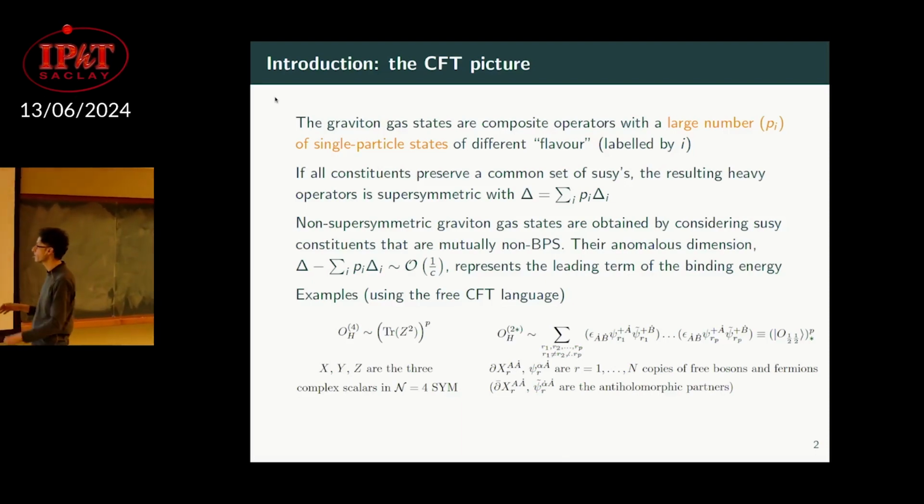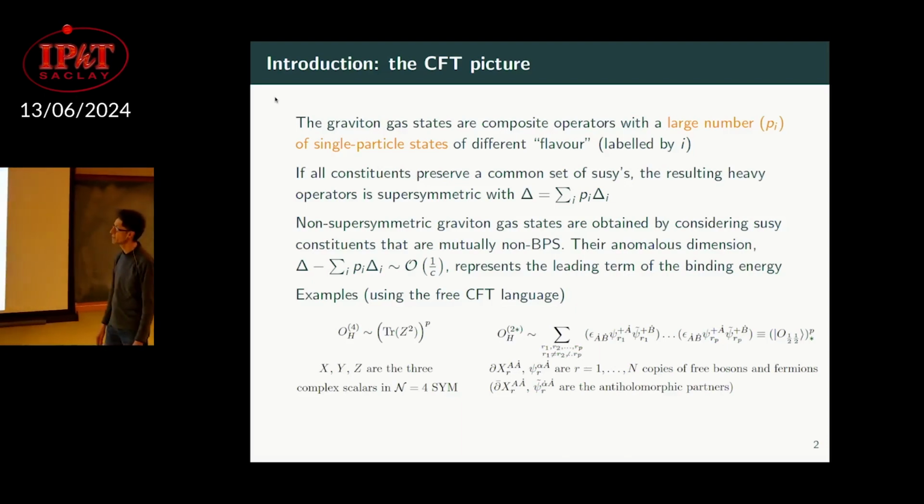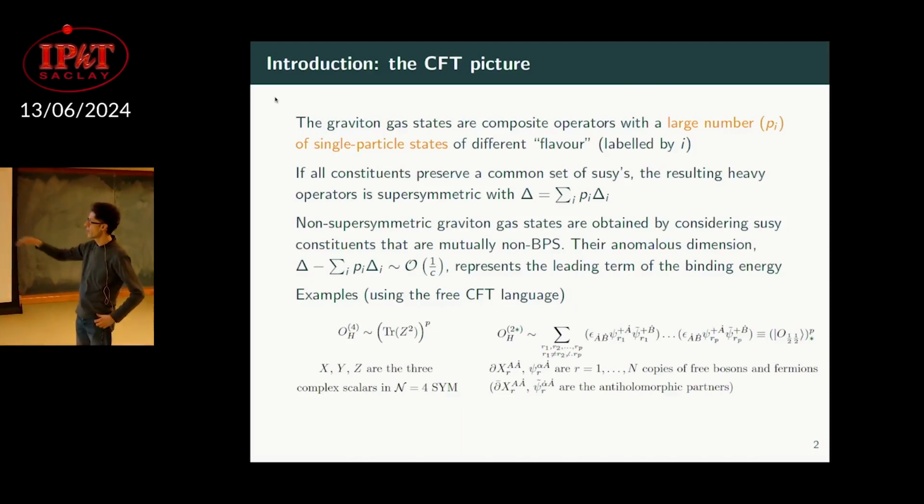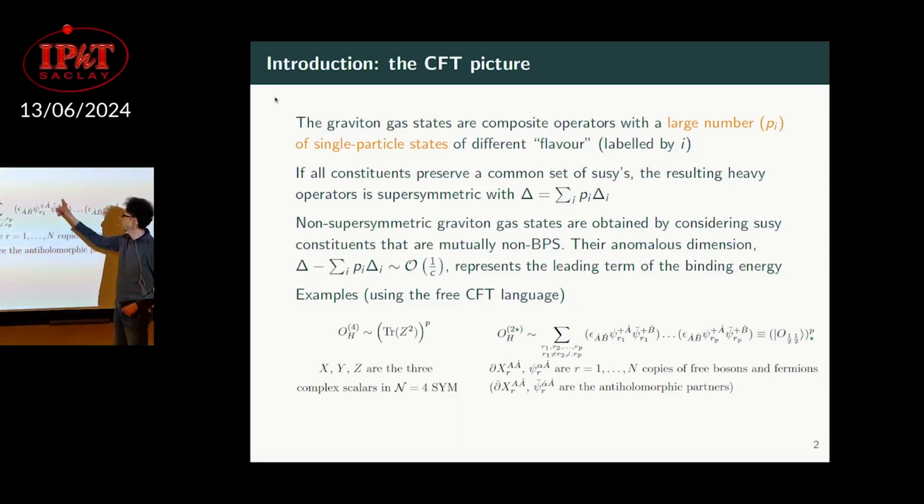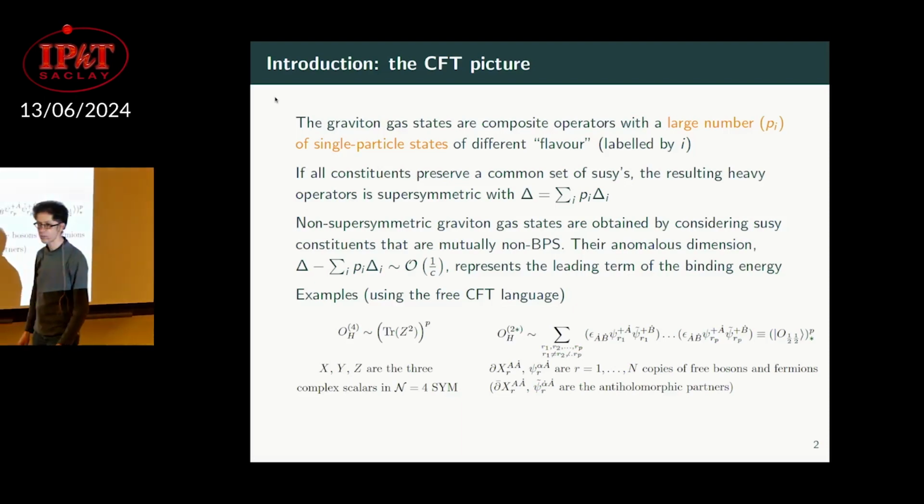You can do something very similar in the D1-D5 CFT, so I will not enter into the details, but here I'm using the language of the orbifold CFT that we have seen in some of the previous talks. You can think about each of these parentheses as some elementary excitation, and then you put many of them, and you create a state which has P copies of these elementary excitations. So one of the things I would like to discuss is the precise definition of this product. What happens when you put many things together, and that's why there is this decoration. Yeah, please.